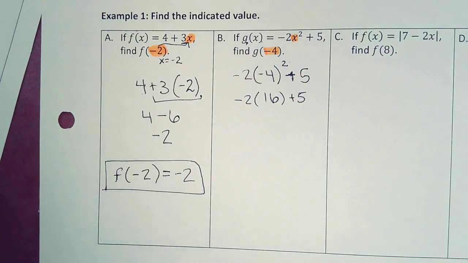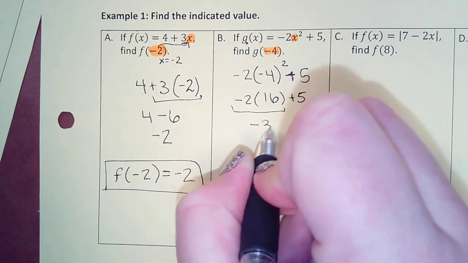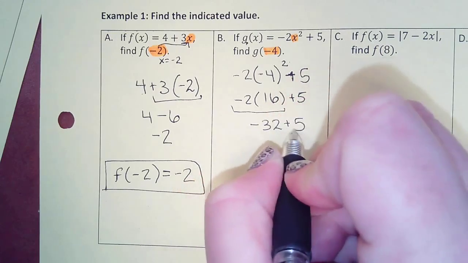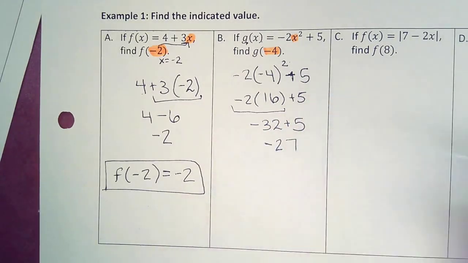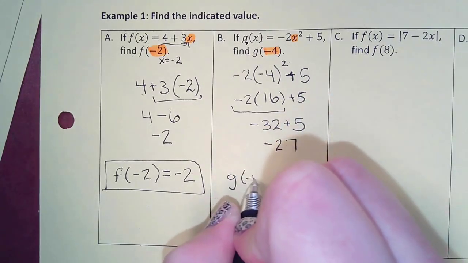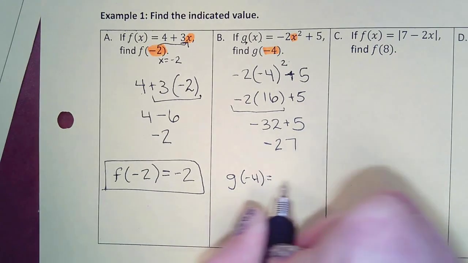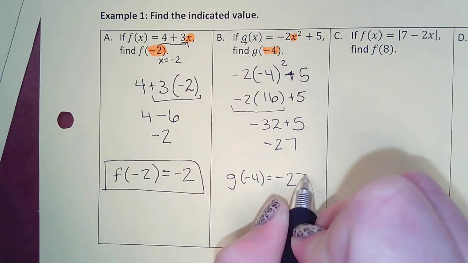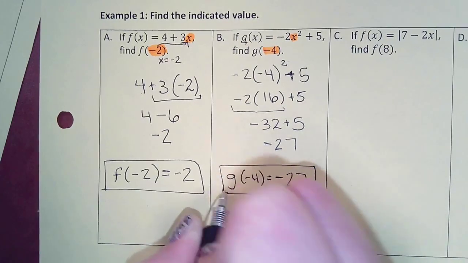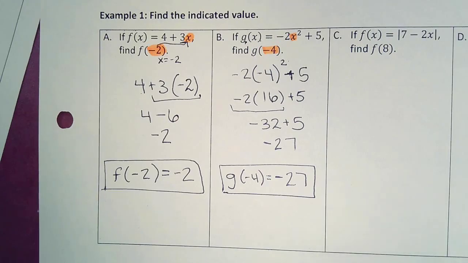Remember, if you're plugging that into your calculator, make sure you use parentheses. Then I've got negative 2 times 16, which is negative 32. Drop down the plus 5. Negative 32 plus 5 is negative 27. So I'll say g of negative 4 equals negative 27. Remember, x is our input, and our y, or our range here, is our output. When I input my x, my output was negative 27.